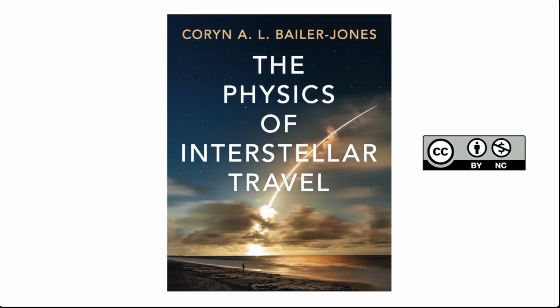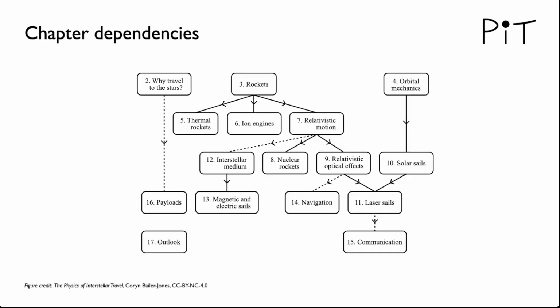The book is organised into 17 chapters, and while they could be read in any order, there is some logic behind the ordering. The main dependencies between the chapters are summarised in this diagram. After giving some motivations for interstellar travel, I cover rockets and orbits before discussing some essential results in special relativity. After describing various types of nuclear rockets, we look at solar sails and laser sails, as well as magnetic and electric sails. We then examine the vast space we must cross, the interstellar medium.